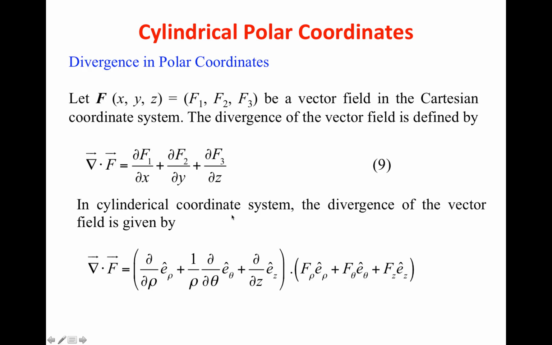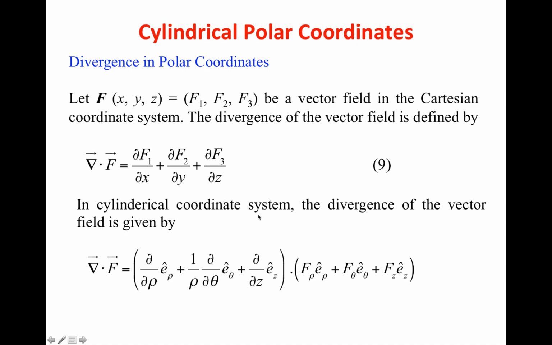The next thing we wish to find out is the divergence in the polar coordinates. The divergence in Cartesian coordinates is found for a vector field. So suppose I have a vector field f with components f1, f2, f3 in my x, y and z direction, and f1, f2, f3 would also be functions of x, y and z. So the divergence of the vector field in Cartesian coordinates is defined by this.